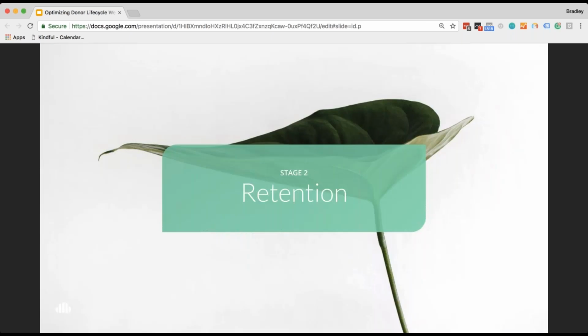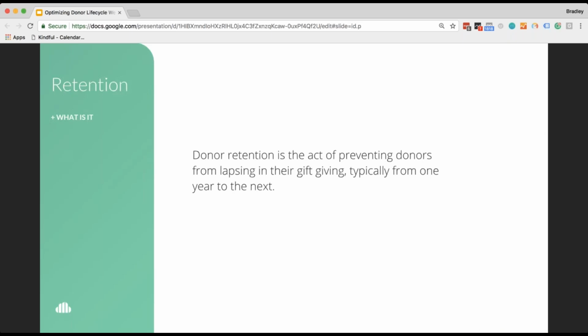So second, let's run through retention. Retention, I think, is one that likely everyone knows the most about. It is the thing that is shared the most. It is the way to make the single biggest impact year over year on your donations, is to retain more of your donors. So what is retention? Donor retention is the act of preventing donors from lapsing in their gift, typically from one year to the next.